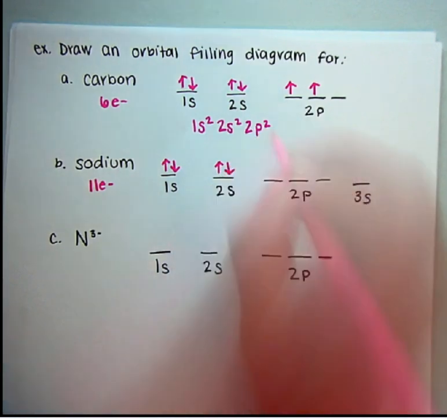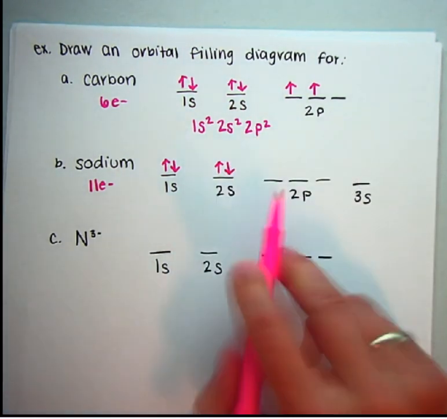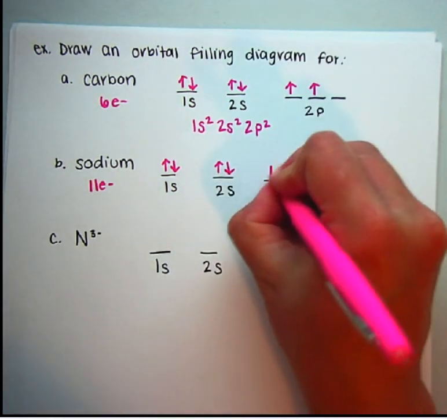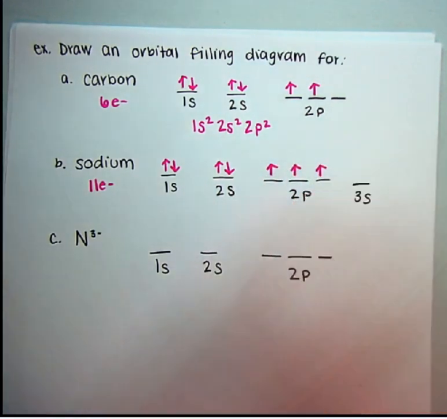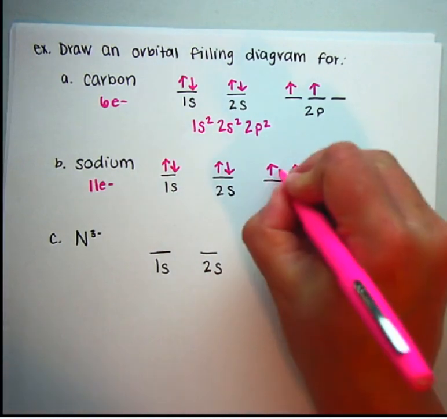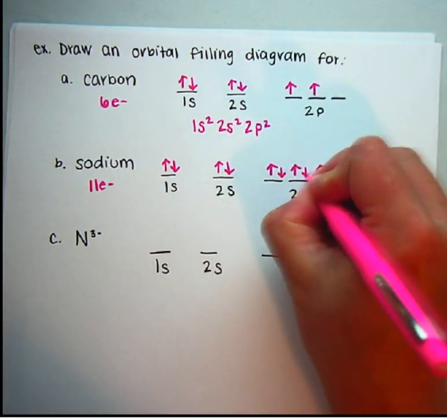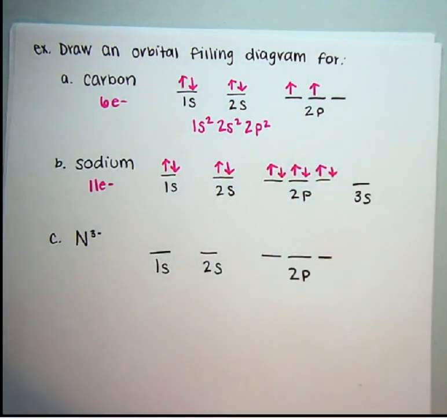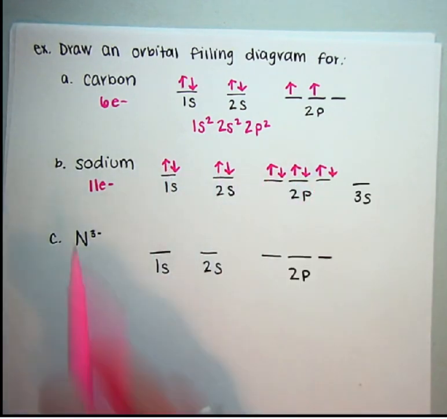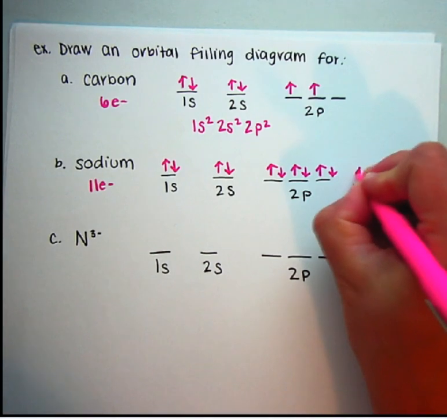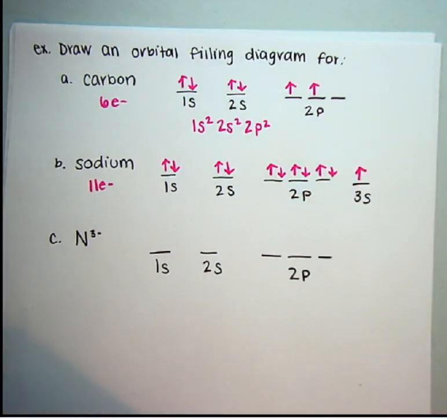S orbitals hold 2 electrons. Hund's rule, seats on the bus. We are going to fill every empty orbital in the p. Once they're filled, then we can go back and pair up. So far we've drawn 2, 4, 6, 8, 10 electrons. I need one more. So 1 in the 3s. Sodium and carbon were both atoms, but we would do this the same way if I had an ion.